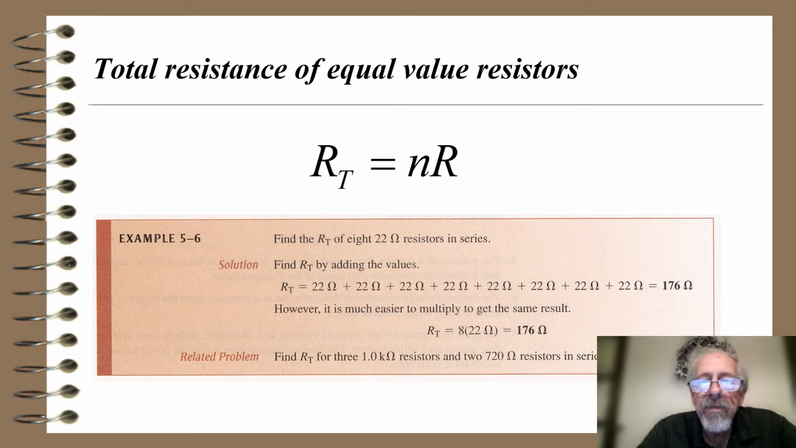What about the total resistance of equal value resistors? Well, the equation here says R sub T, or R total, is equal to N times R, where N is the number of resistors. So as example 5.4.6 down below, find the resistance total of 8 22 ohm resistors in series. We could simply add all those 8, or it might be a little bit simpler to multiply 8 times 22 and get 176 ohms, as shown here in the example.